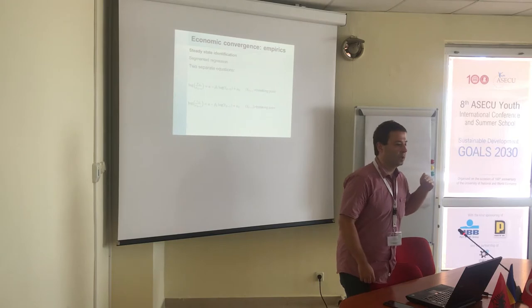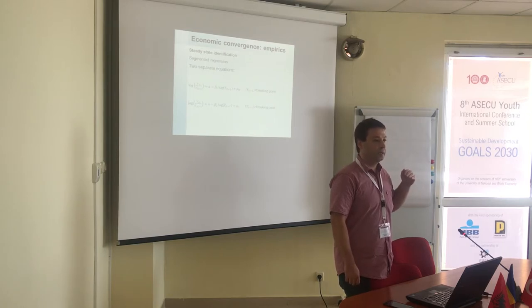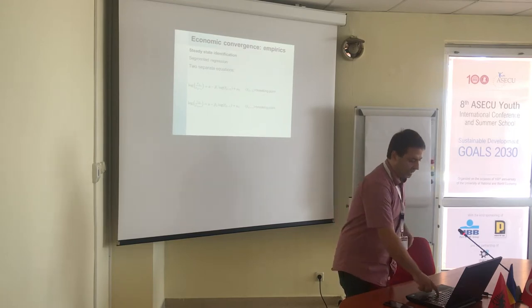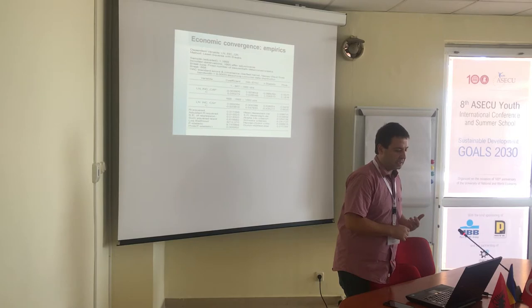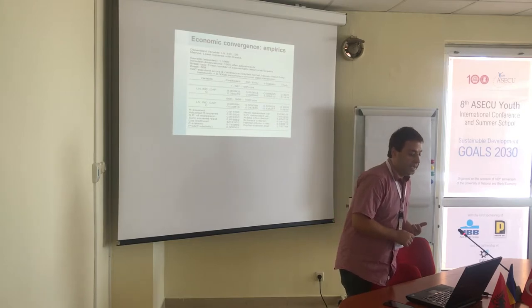I look for a point in my data where beta becomes positive. This will mean that there is no convergence after this point, or after this change of income. Here are the results, and I found that this point exists. This is a special way of looking into the data for the segmented regression, or the threshold regression, as it's also called.